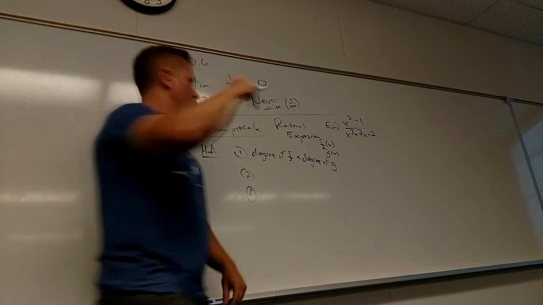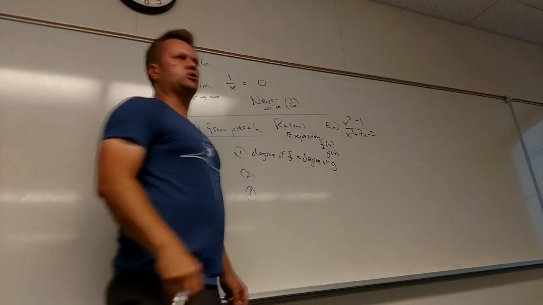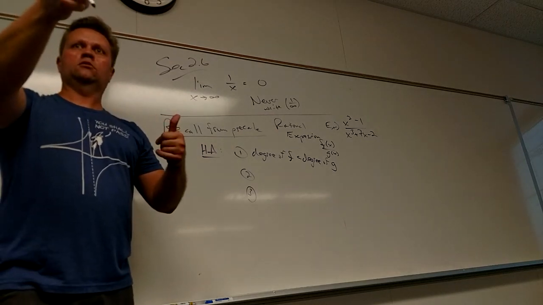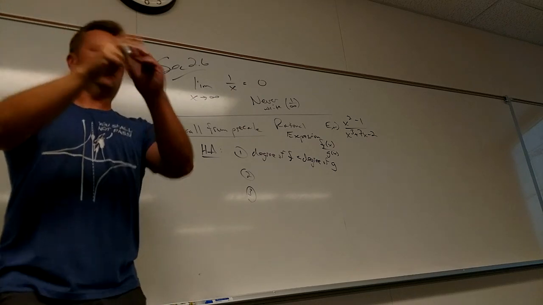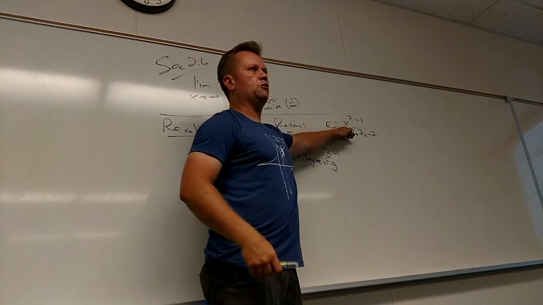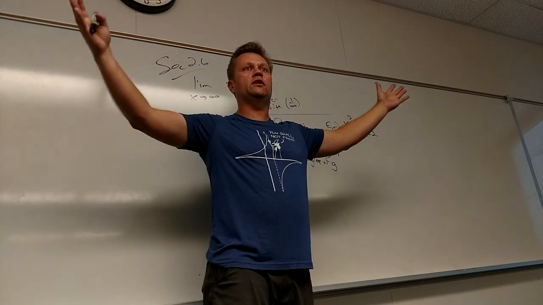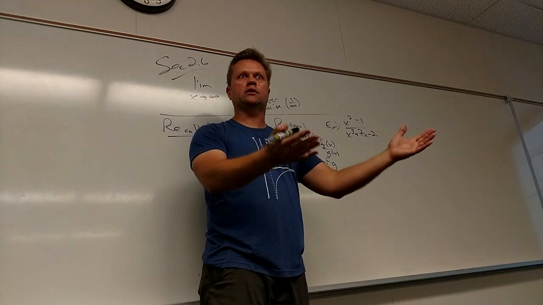That would be just like this. It should approach what? 0. Why 0? And you're like, I don't know, I just remember. So is the top keeping pace with how quickly the bottom's growing? No. If the bottom grows much quicker than the top, bottom bigger means whole thing smaller. So the whole thing's going to go to 0.